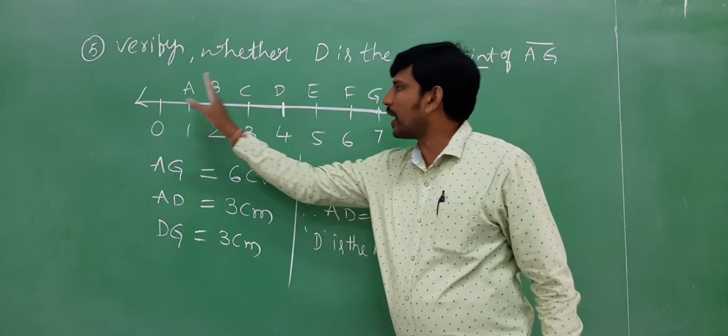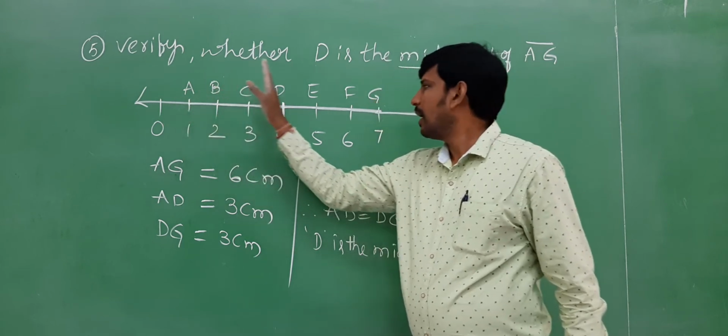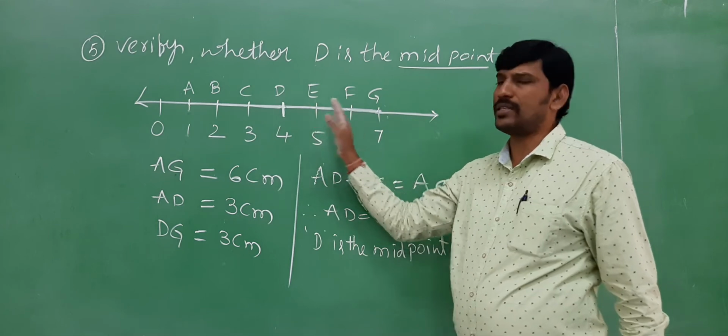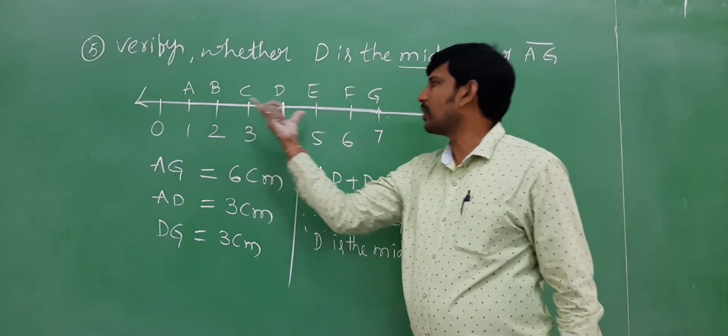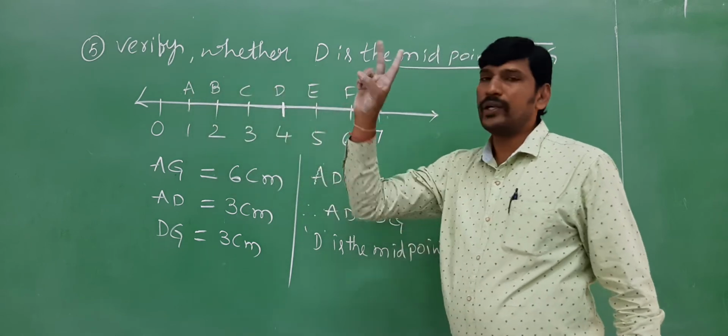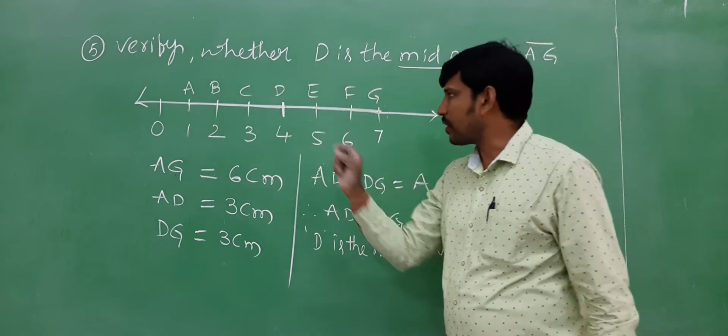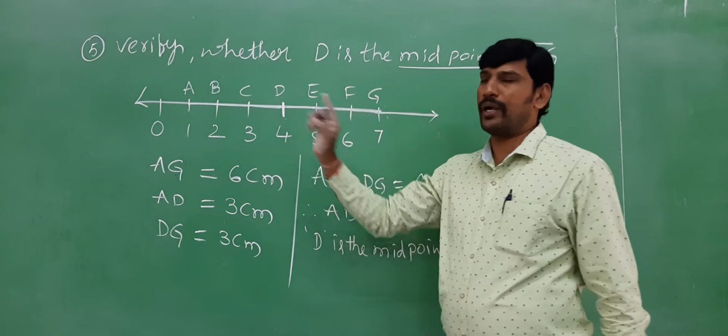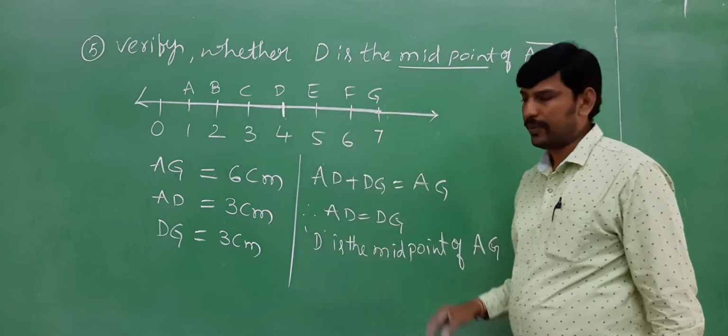From D to A it is 3 centimeters. Again D to G, 3 centimeters. This length is equal to this length. Then D divides the total length into 2 equal parts. That's why we can say D is the midpoint of AG. Okay? Just copy.